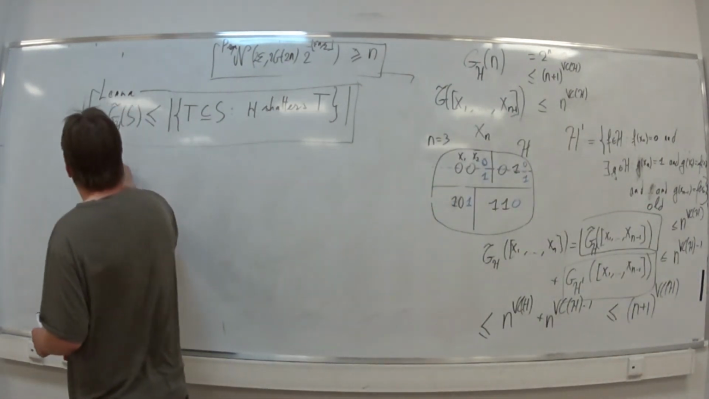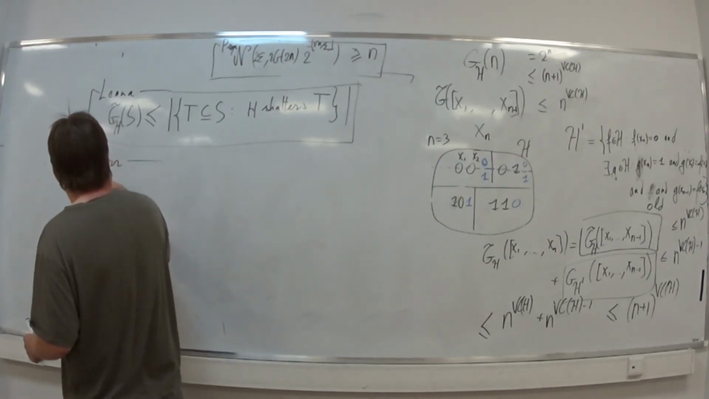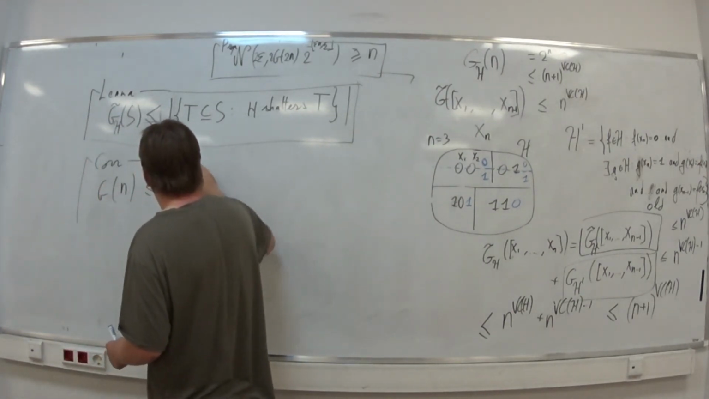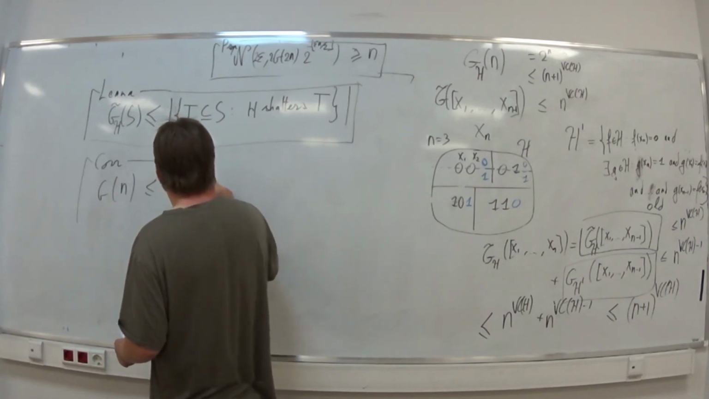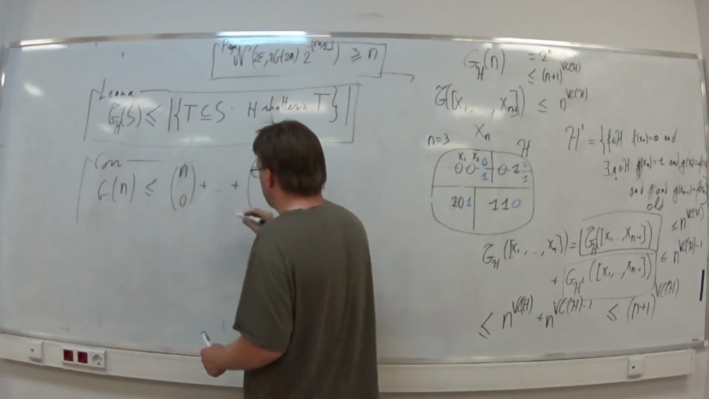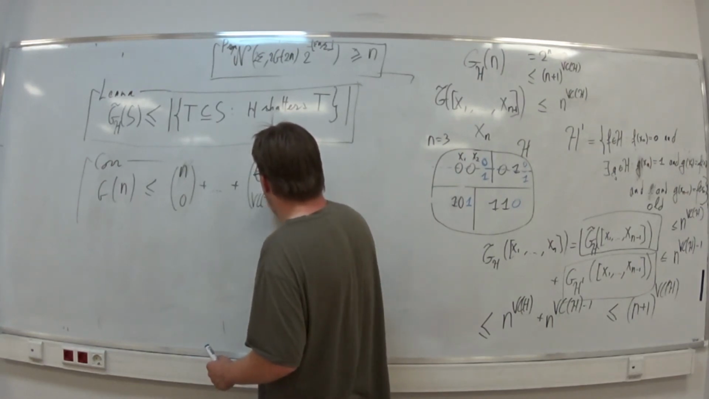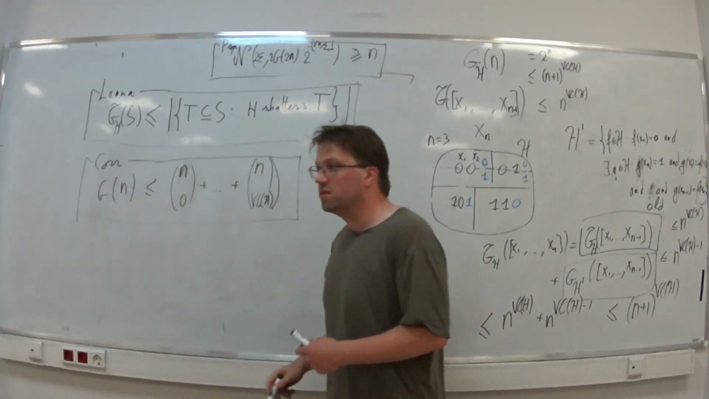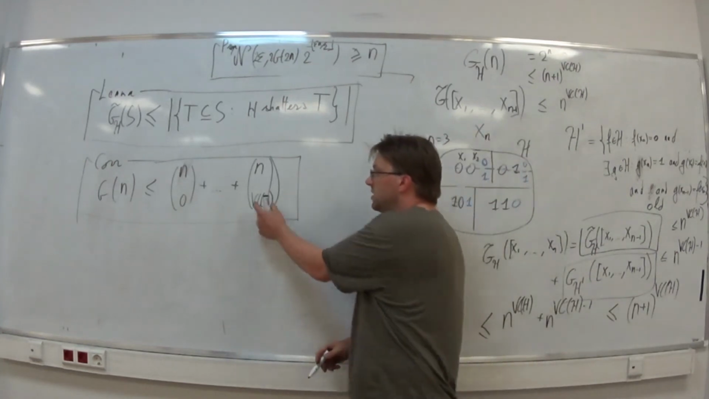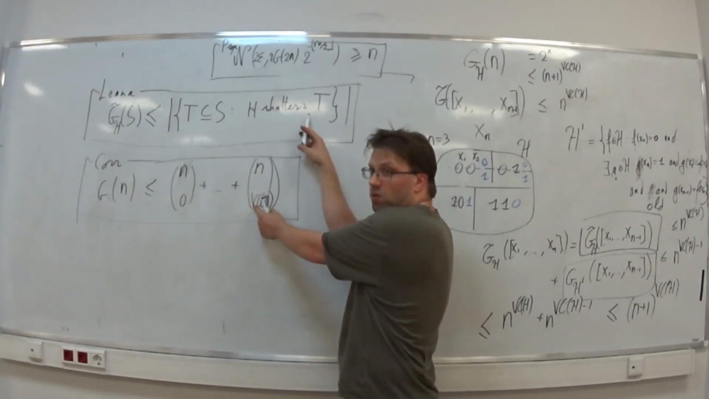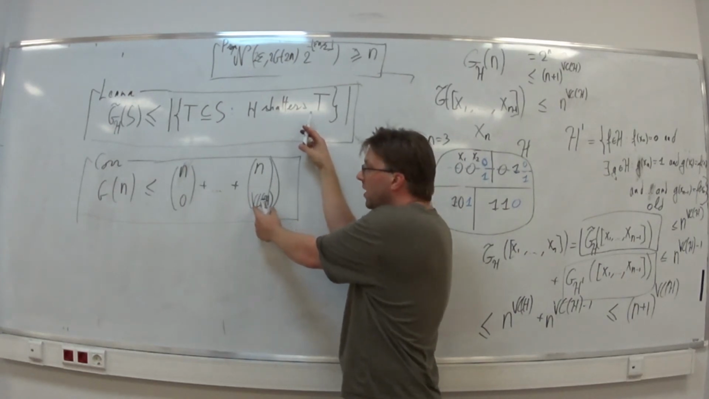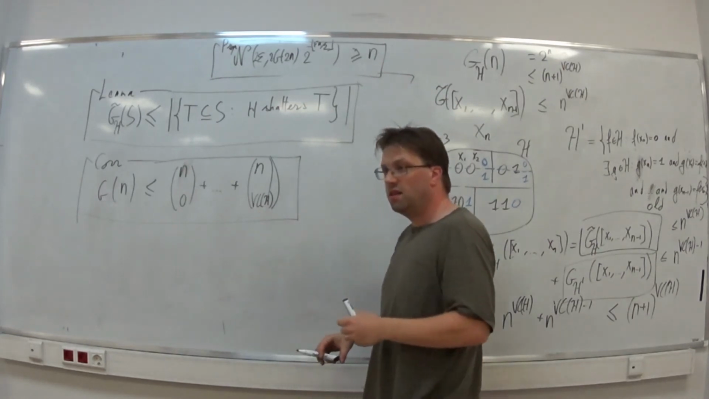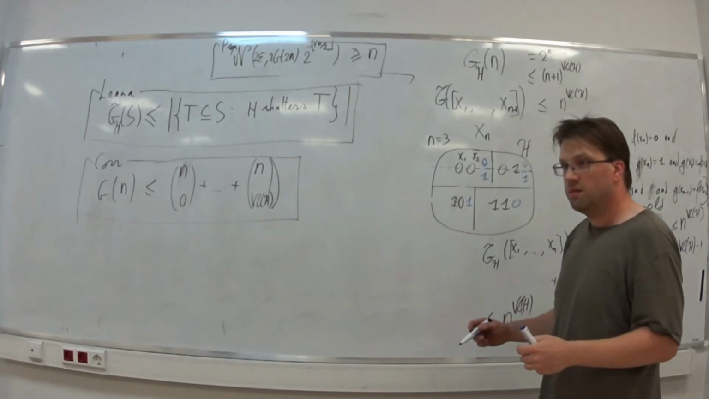And a corollary of this lemma is that G of n is bounded by a sum of polynomials: n choose 0 plus n choose 1, up to n choose VCH. Because every subset that's shattered has at most VCH elements. And now we need to add these coefficients. Yeah, it's the same formula we had when we have intervals on the line.